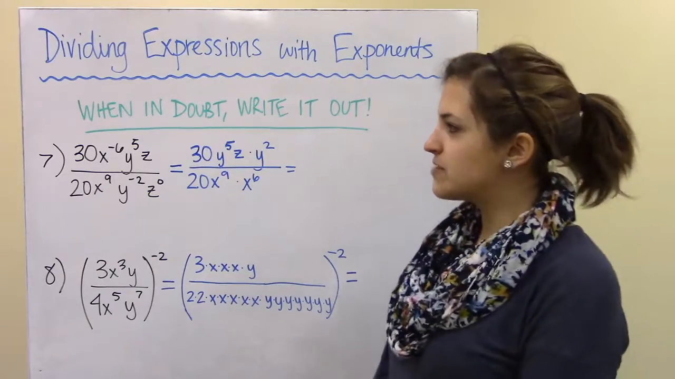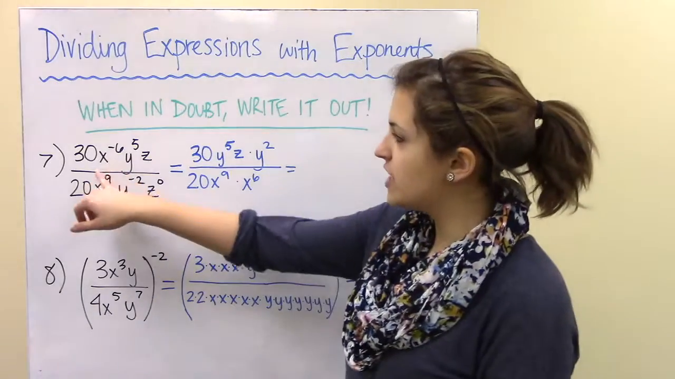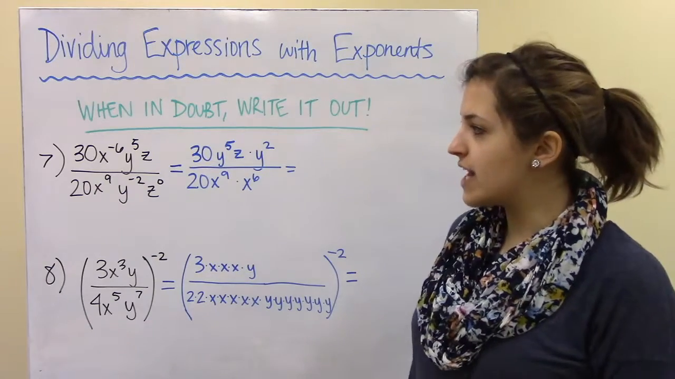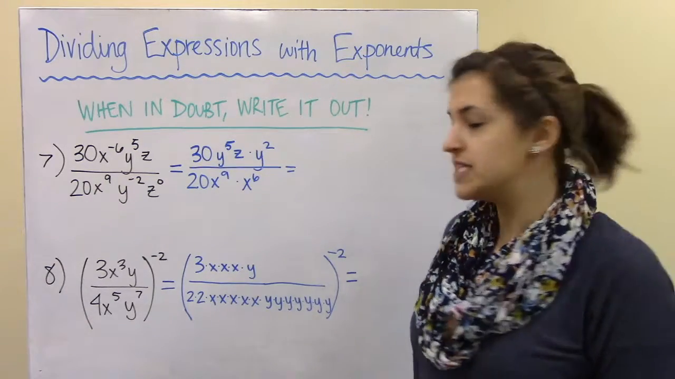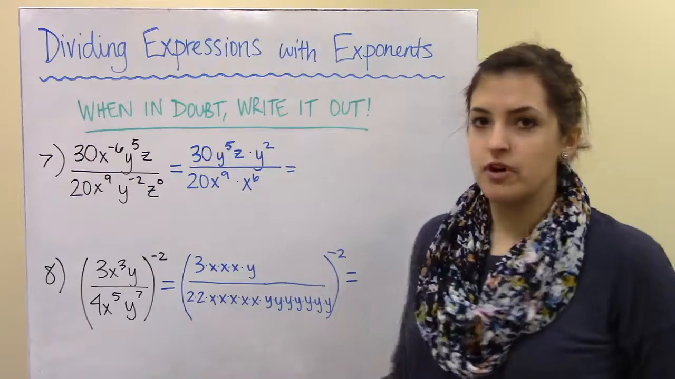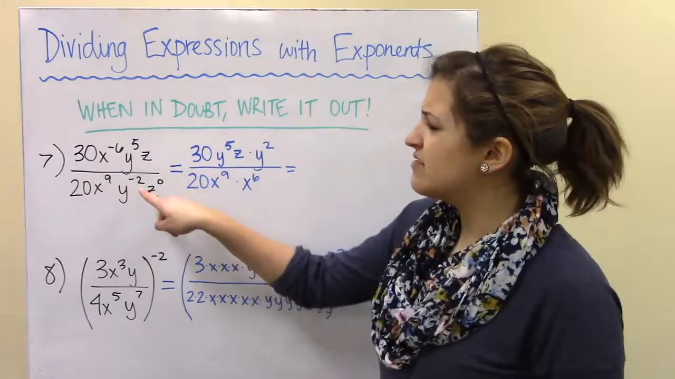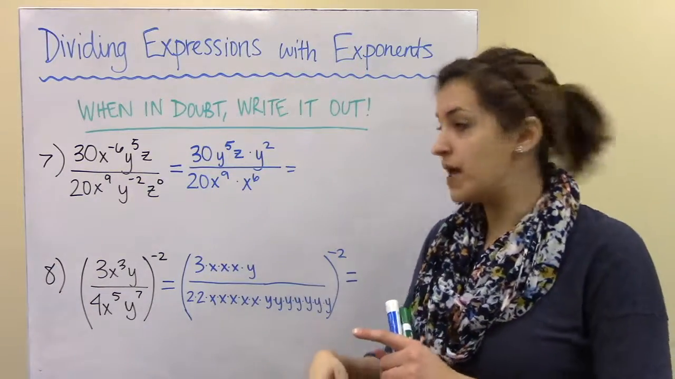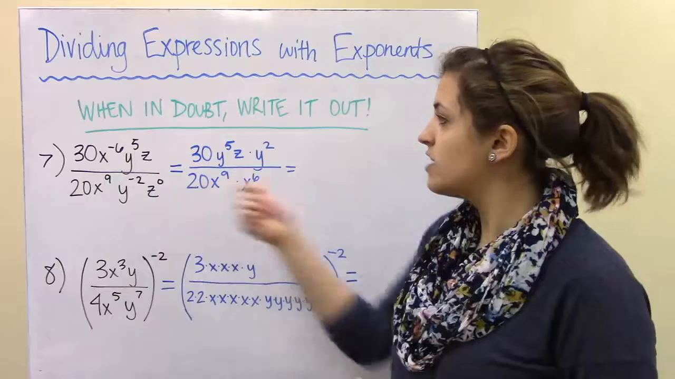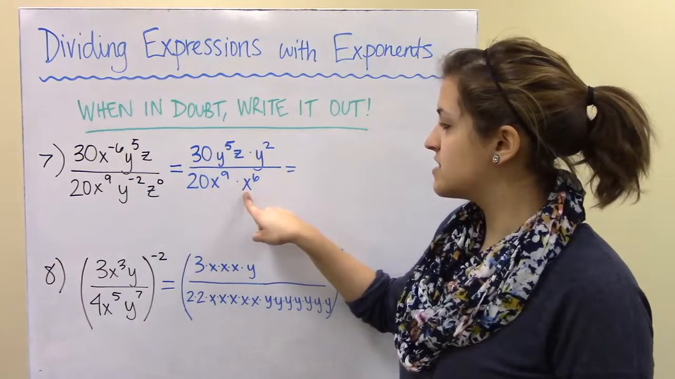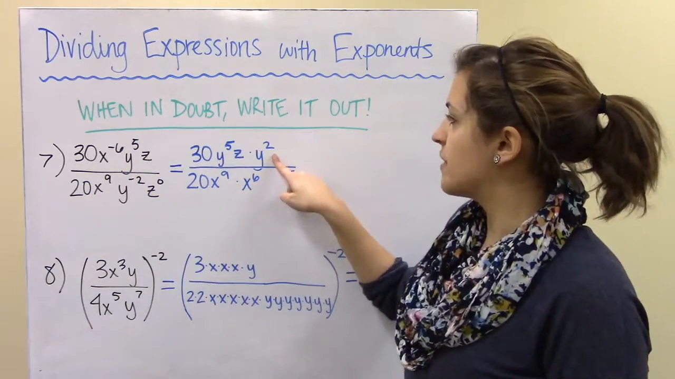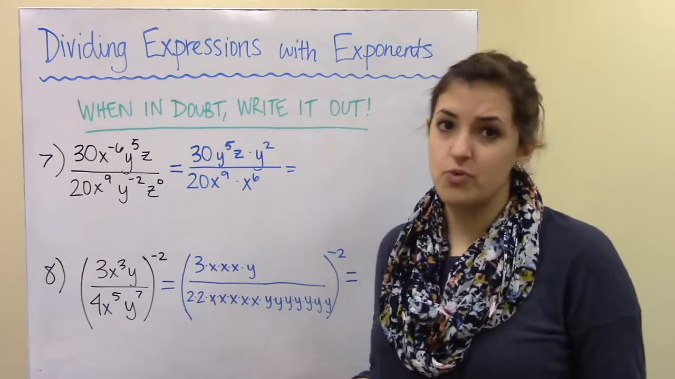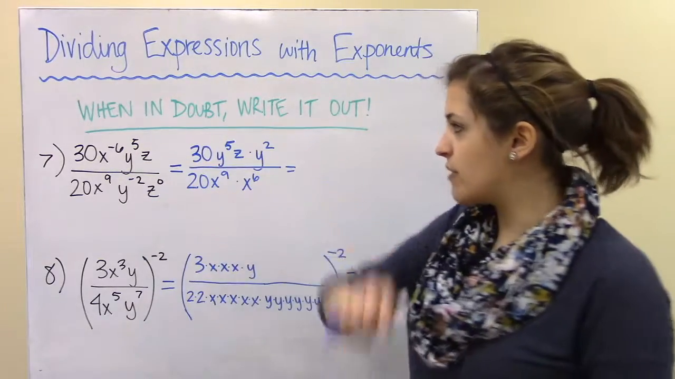Okay, so the first thing I did with number 7, if you look at it, it says 30x to the negative 6th, y to the 5th times z, all over 20x to the 9th, y to the negative 2, z to the 0. So the first thing I did before I really wrote anything out was kind of manipulate these negative exponents. So if I have a negative exponent, I bring that base and its exponent to the other side. So I flipped the x to the 6th here and the y squared up to the top. And I also took this z to the 0, and z to the 0 is 1. So I just kind of took that one out.